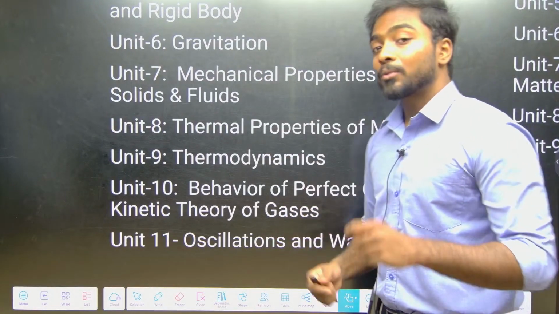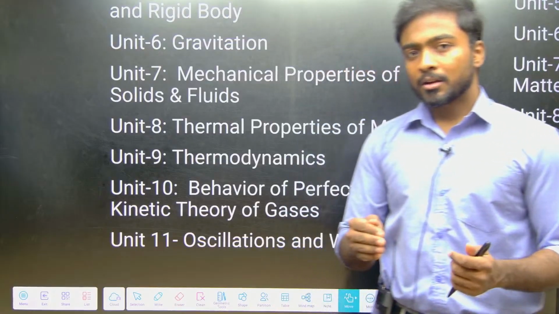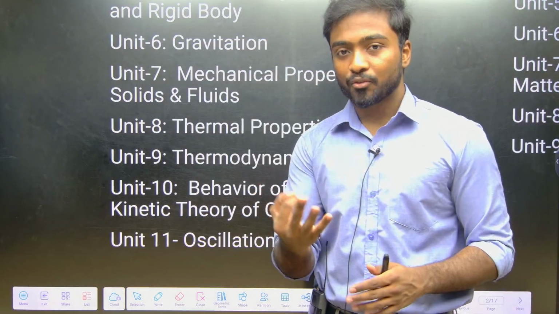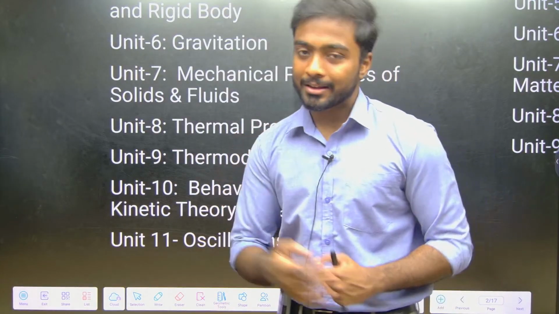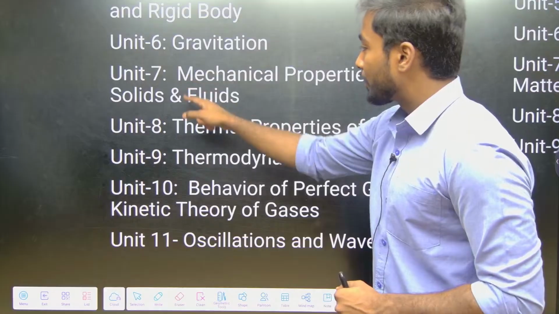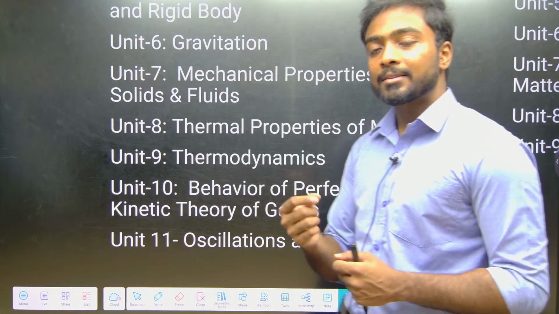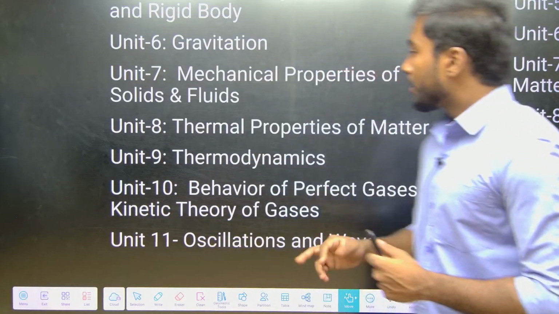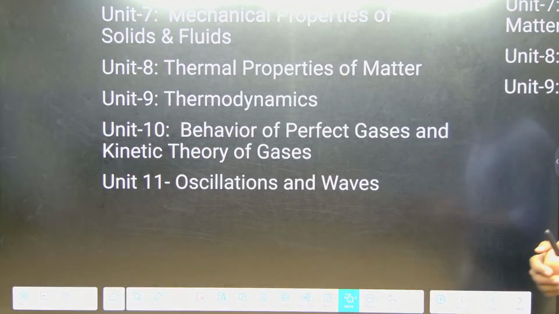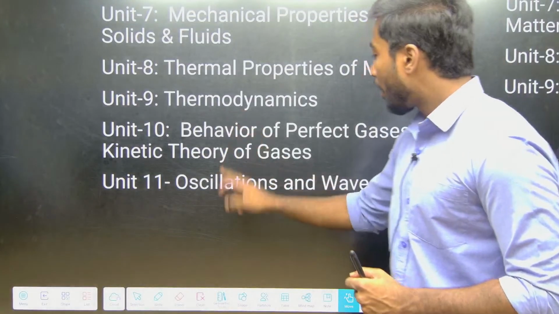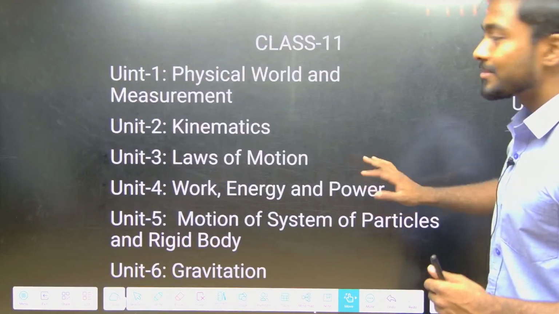You have studied what matter means, that it has been divided into 3 states: one is solid, the second is liquid, the third is gas. Gas and liquid are called fluids. A fluid is nothing but something that has the ability to flow. Then thermal properties of matter, thermodynamics, then KTG, that is kinetic theory of gases, oscillations and waves. So these are the chapters we are going to talk about in class 11th.